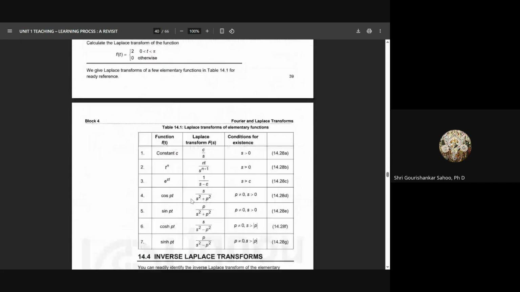So in tabular form, you can see function, its Laplace transform, condition for existence. Okay, you can see in the screen, page number 40.